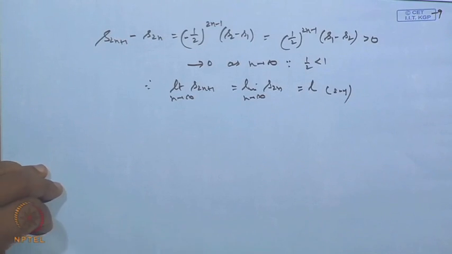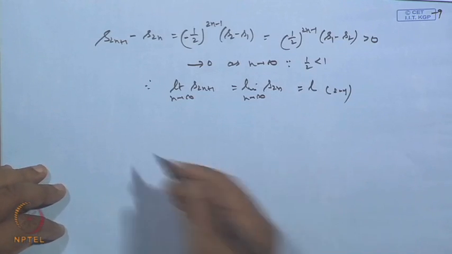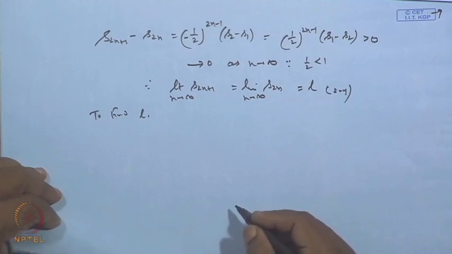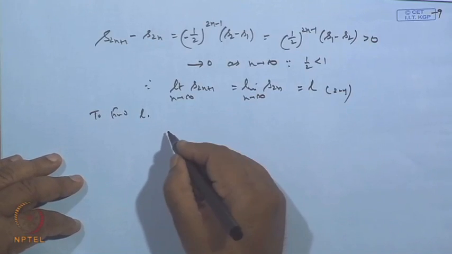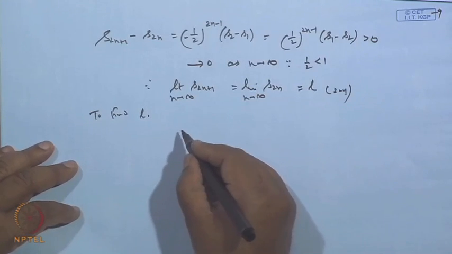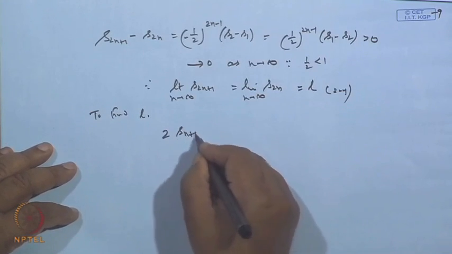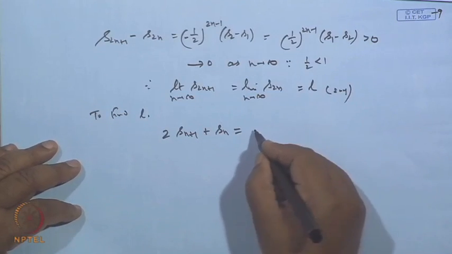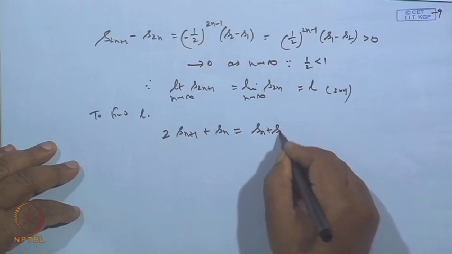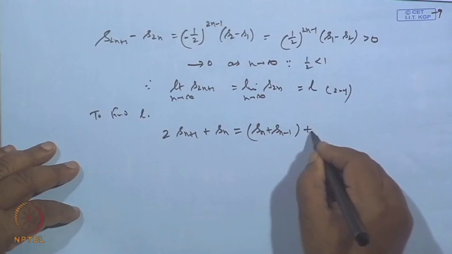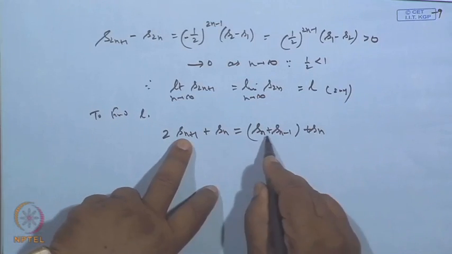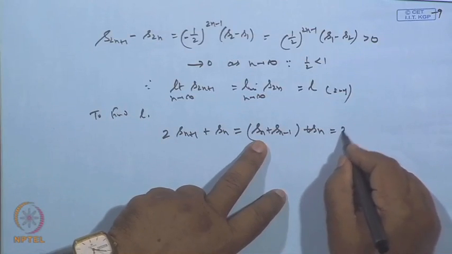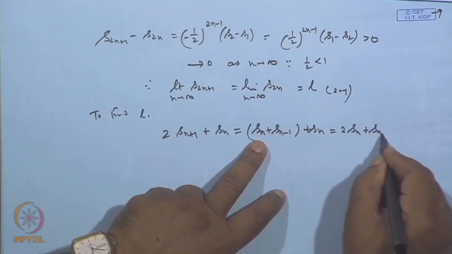Now, to find out the limit L, we consider 2 S n plus 1 plus S n, that is twice S n plus 1 plus S n. This will be equal to what? S n plus S n minus 1 plus S n, because S n plus 1 is S n plus S n minus 1 by 2. So, 2 of this will be equal to 2 S n plus S n minus 1.